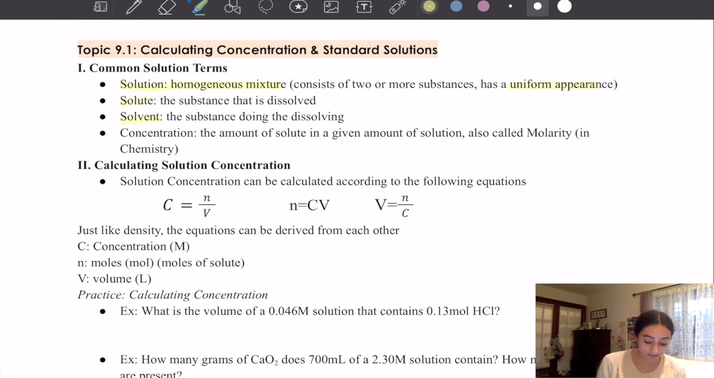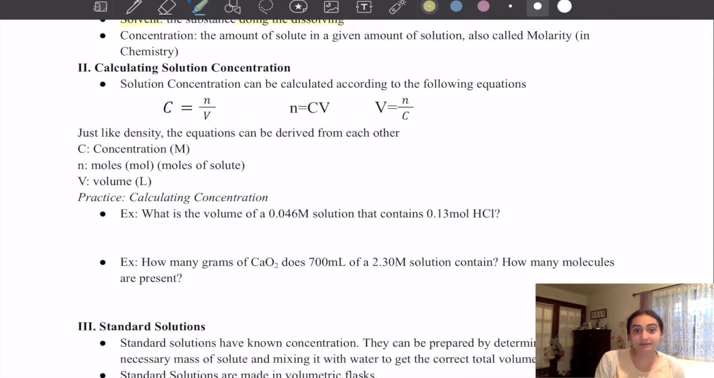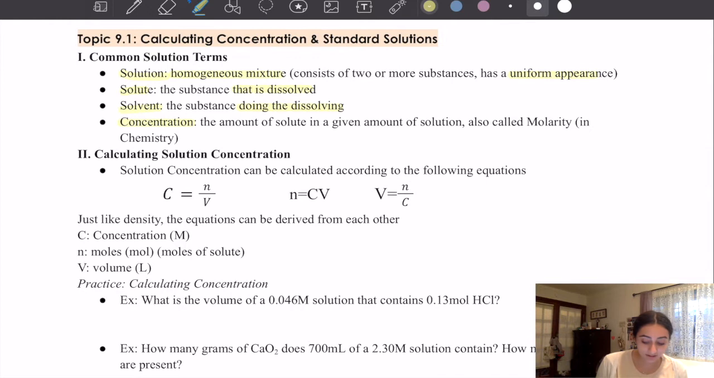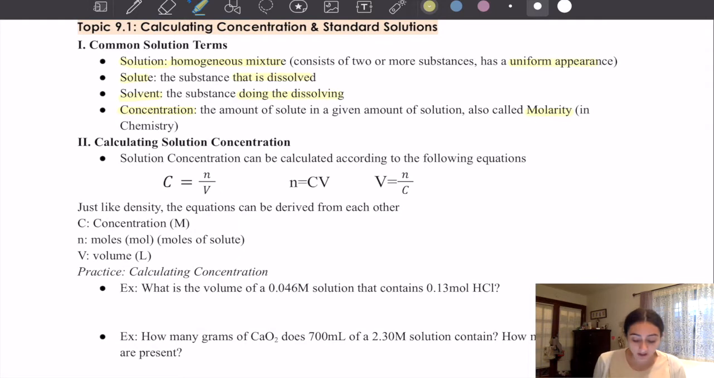In a solution, there is a solute and a solvent. A solute is what is dissolved, and a solvent is what does the dissolving. So for instance, in a solution of salt water, the salt is the solute and the water is the solvent. Finally, and we are going to be working with this term a lot today, is concentration, which is the amount of solute in a given amount of solution. And in chemistry, this can also be called the molarity. So we are going to calculate that in this video.